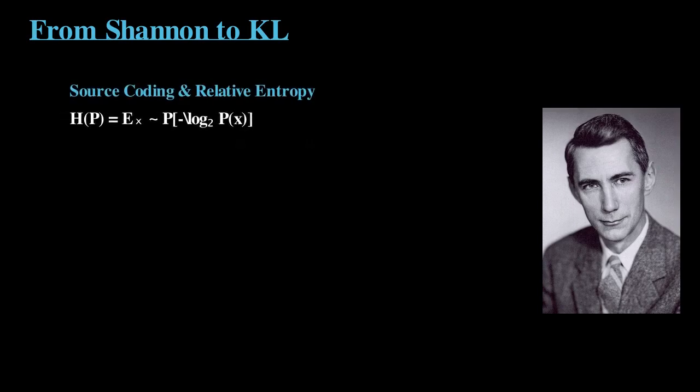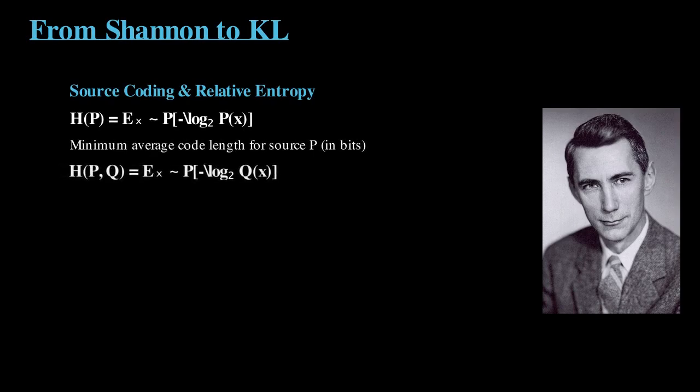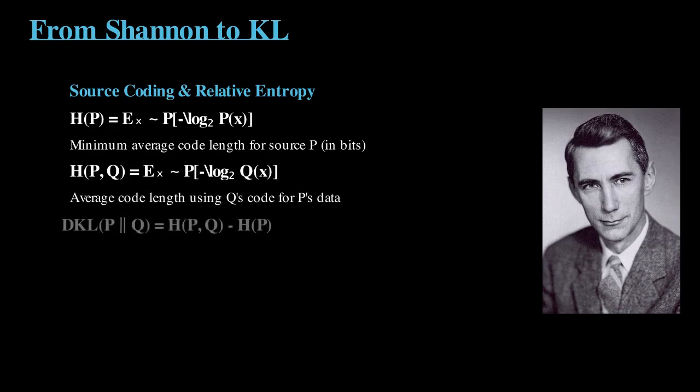To understand the KL divergence, we have to go back to its roots in information theory, specifically Claude Shannon's 1948 paper, A Mathematical Theory of Communication. Shannon asked, what is the minimum average number of bits needed to encode messages from a source distribution, P? The answer is the entropy of P, denoted H(P). It's the expectation of the negative log probability of each message.